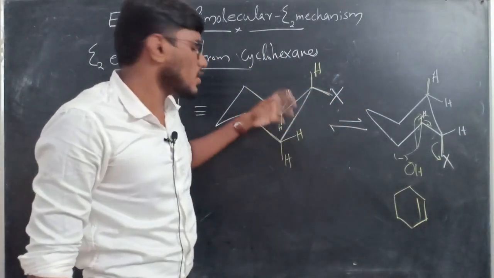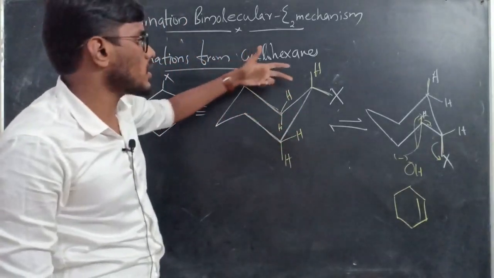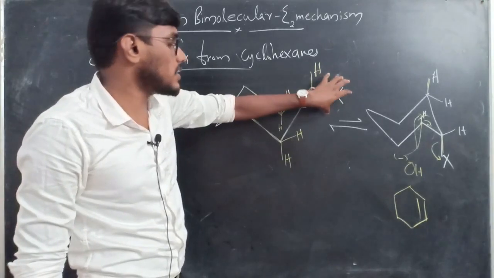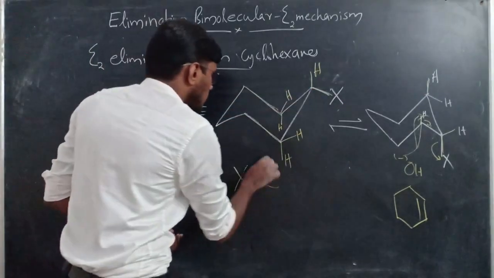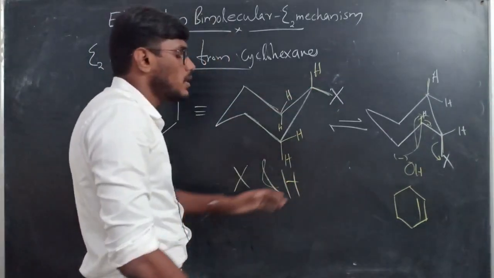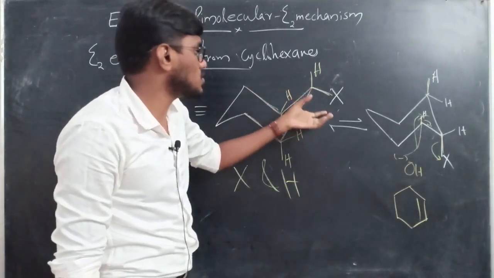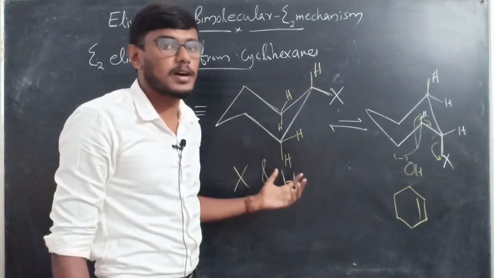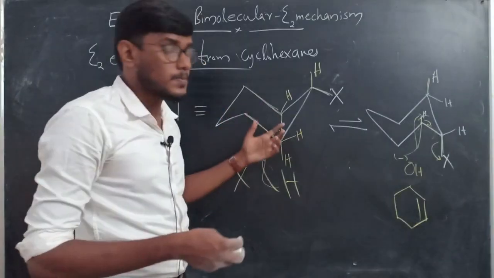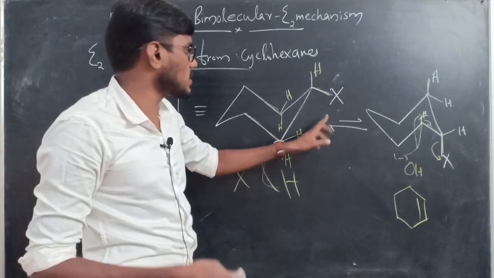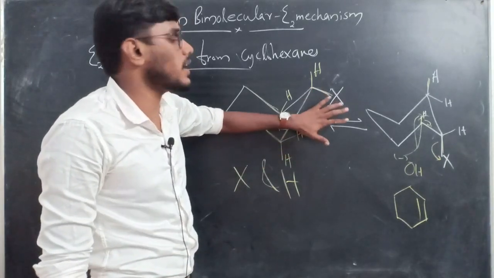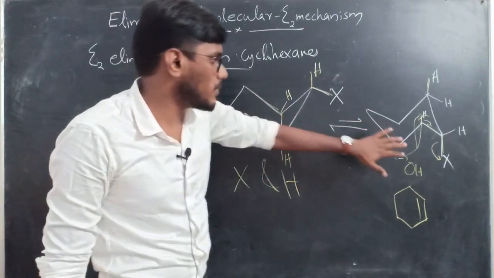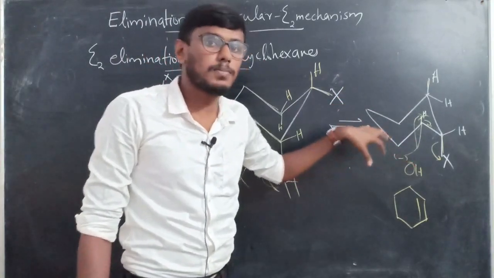One of the conditions for elimination to occur in the cyclohexane ring is that the eliminating groups, that means the X and the hydrogen, should be anti to each other, or trans to each other, or anti-periplanar to each other. And in this cyclohexane ring, for them to be anti-periplanar, they should be in axial positions. The eliminating groups should be in axial positions.